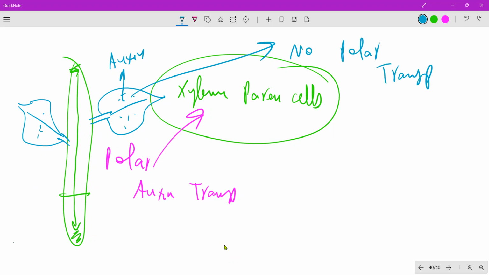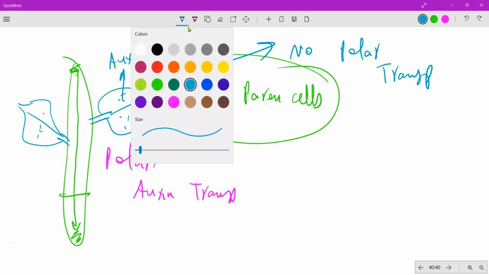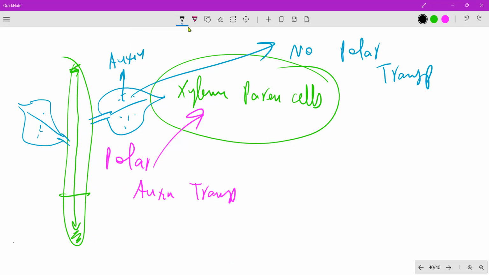It does not show polar transport. In fact, the auxin which is produced in the leaves can be transported bidirectionally, and it is transported via phloem. How is it transported? Transported via phloem. The other one was going through xylem, this one is going through phloem.